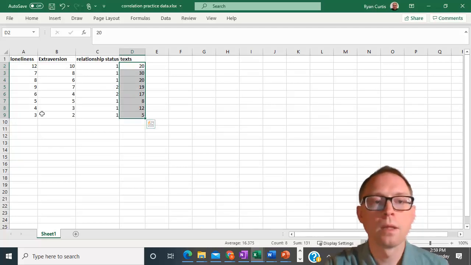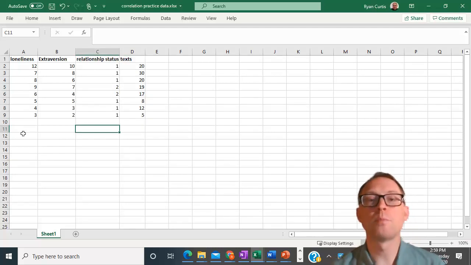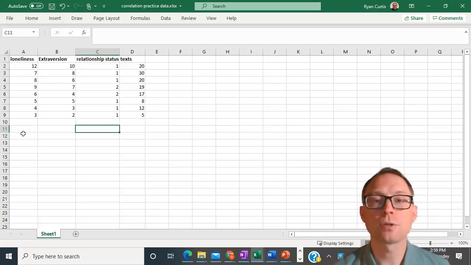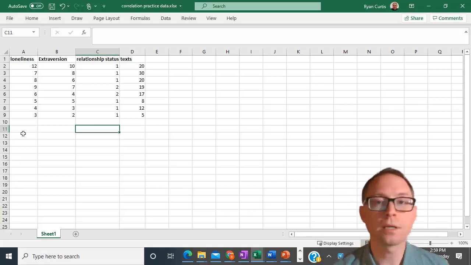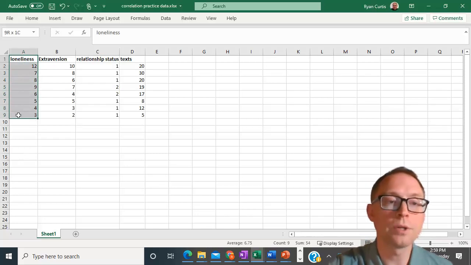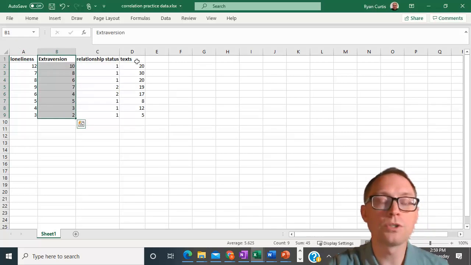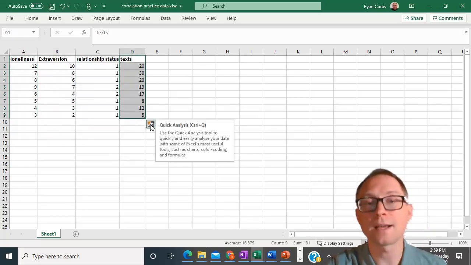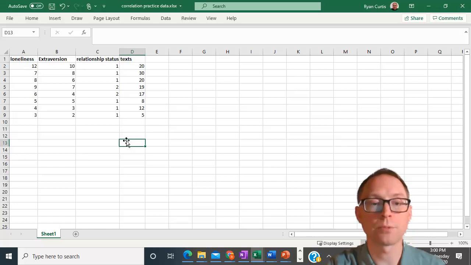Now, let's say that I want to know if loneliness and extroversion both predict how many texts you sent. What kind of test am I going to use? I cannot use either a t-test or a Pearson's R, because loneliness is one variable, extroversion is a second variable, and both of those 2 variables are predicting a third variable, which is texts. I can't do that with bivariate correlations or any of the options that I gave you. That is a separate test, which we're going to talk about in the next chapter.